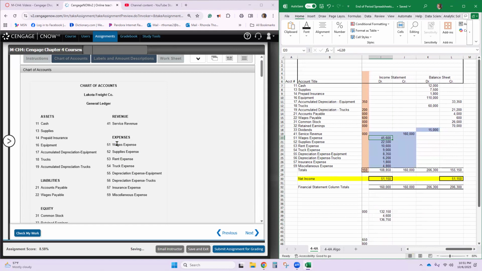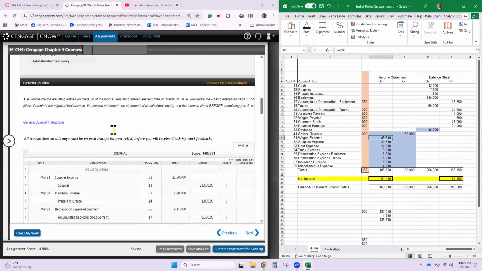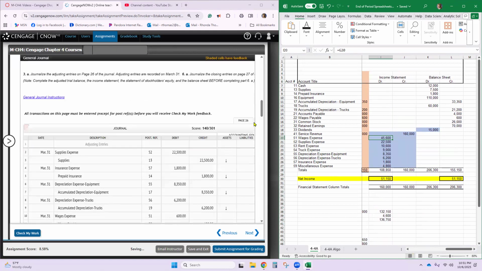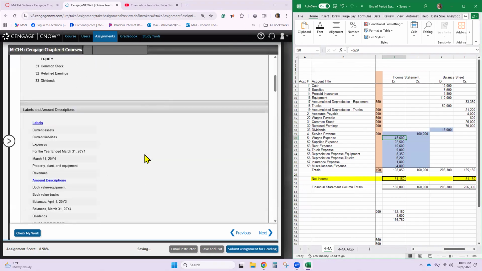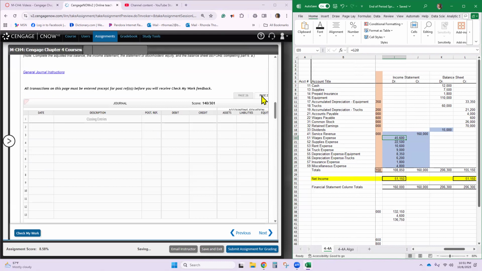Okay, so we're going to the general journal, page 27. If I can get there. There it is. Closing entries. This is page 27. Okay, and we do have to post these, so we have to be careful with what we're doing. I think we're okay. Go down to the journal. Yeah, we're on page 27.